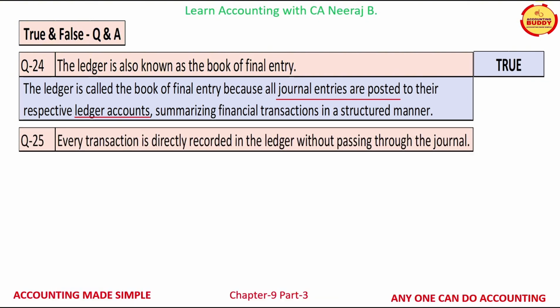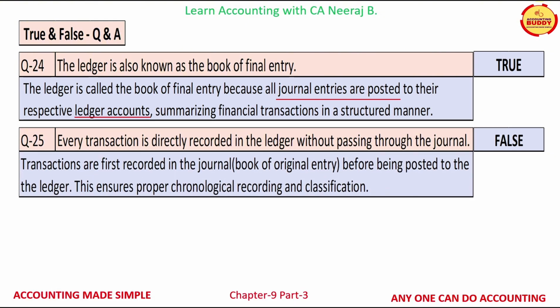Question number 25 is every transaction is directly recorded in the ledger without passing through journal. This is a false statement. Transactions are first recorded in the journal, the book of original entry, before being posted to the ledger. This ensures proper chronological recording and classification.